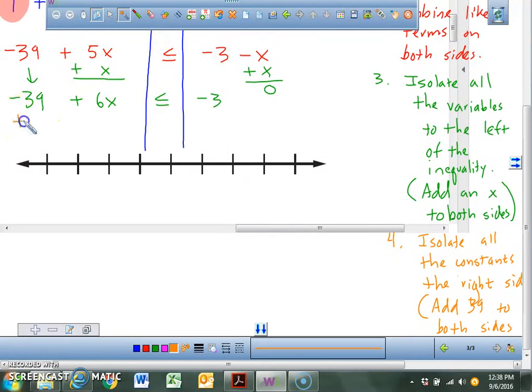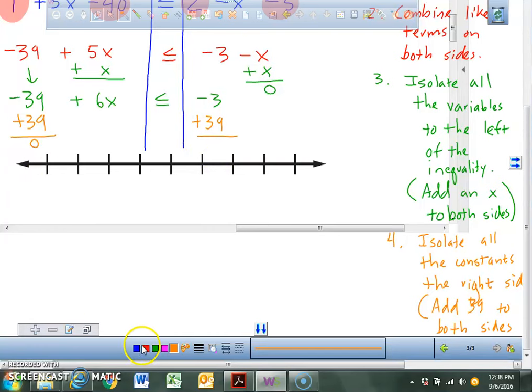So I'm going to add 39 to this side. I'm going to add 39 to this side. Looks like we're running out of room. So this zeroes out. We're going to come down here. We're going to have, it looks like, 6x. I'm going to bring this down. Less than or equal to.